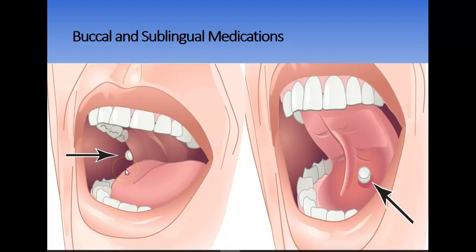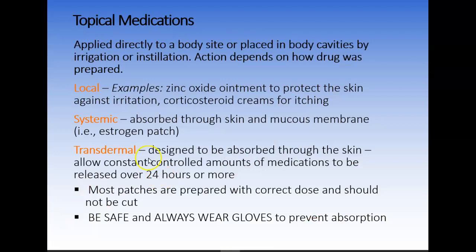Okay, and here's what I was referring to. Topical medication. So these are applied directly, all right? They can be placed in body cavities by irrigation or instillation or suppository, but ultimately they're applied directly to a body site. So a local is something like zinc oxide ointment to protect the skin against irritation. So something you rub on your skin. Systemic could be absorbed through the skin and mucous membrane, more like an estrogen patch, for instance.